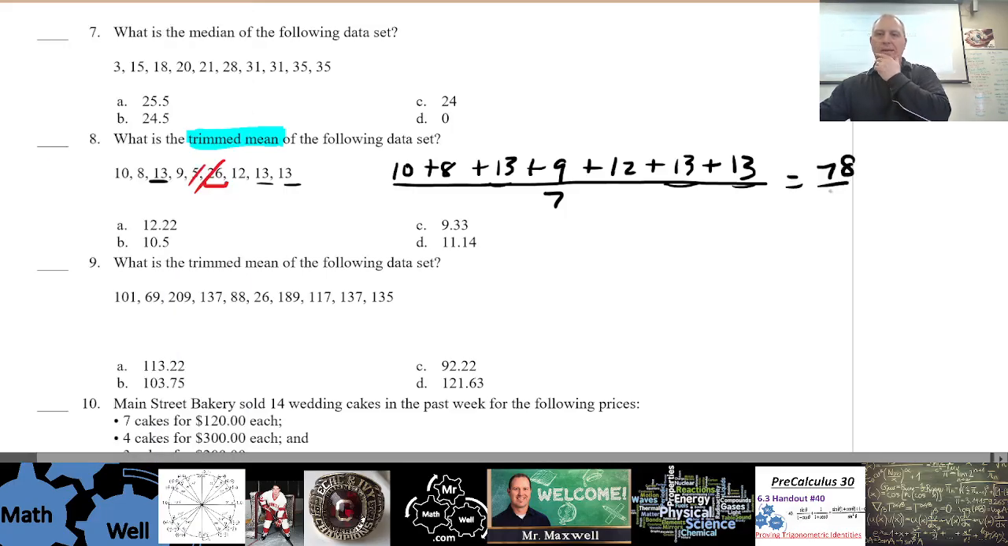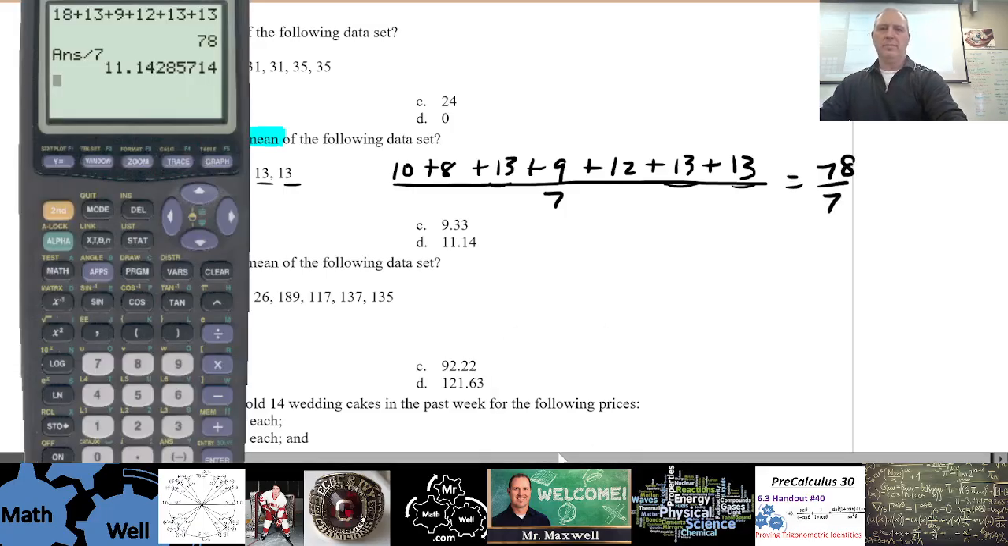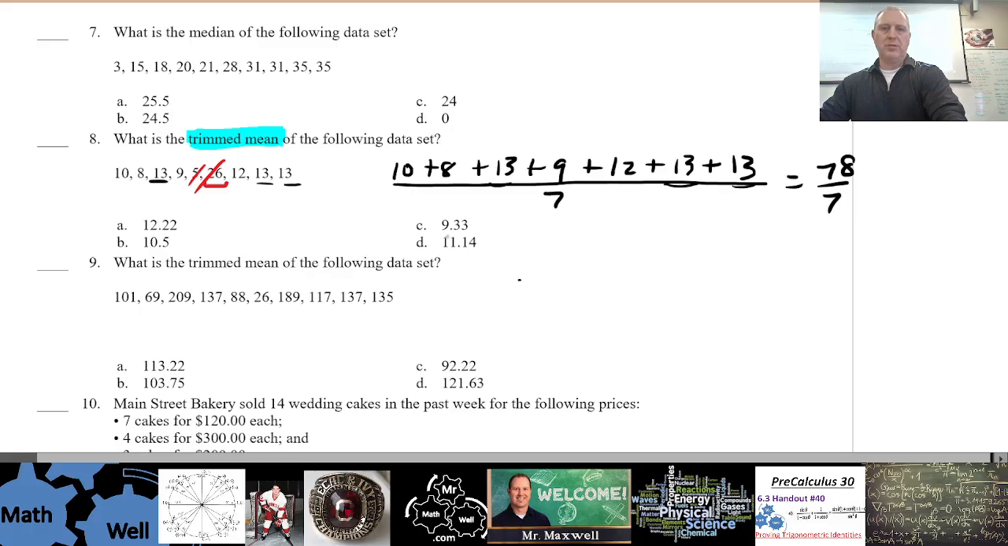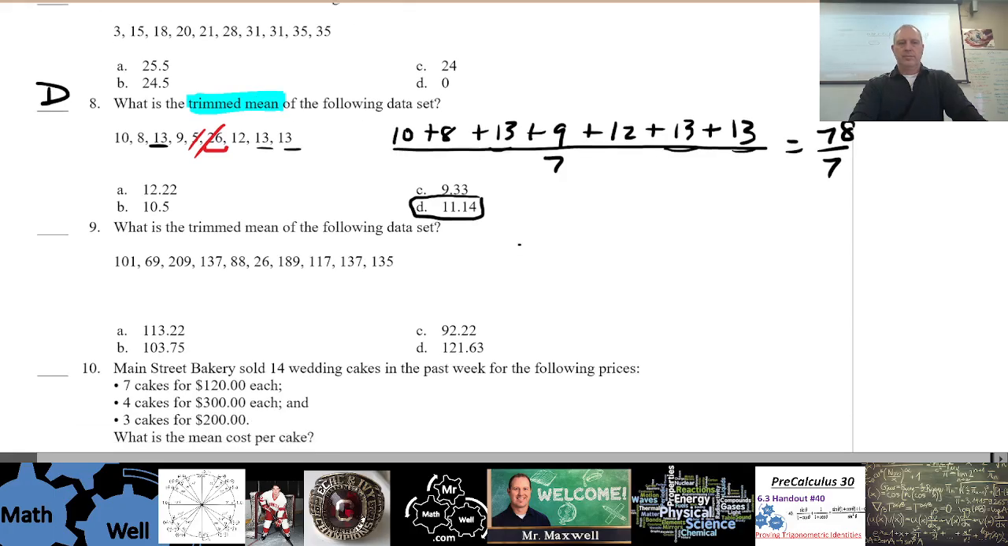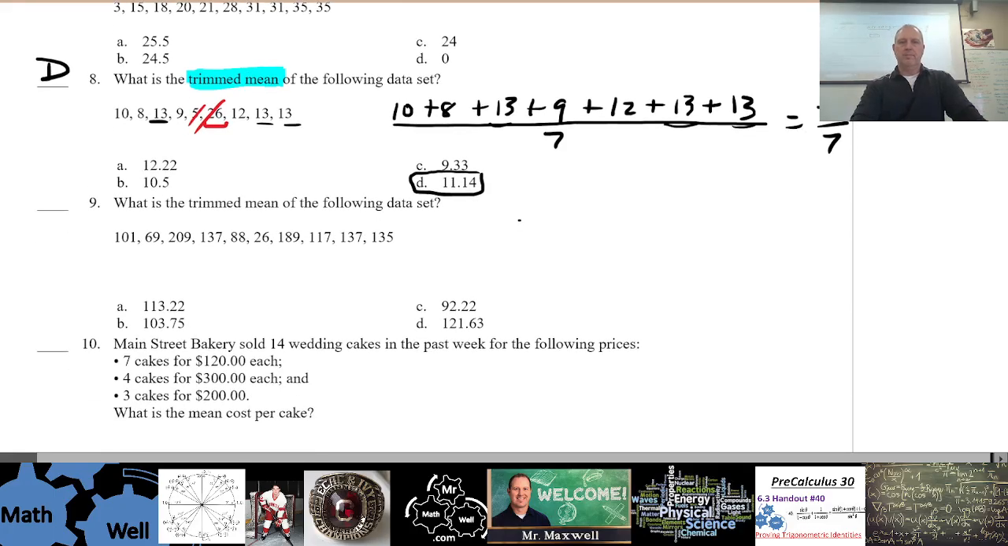So 78 divided by 7 is 11.14. So do I see that as one of my options? Yep. Sure do. So 8 is letter D. Awesome. Okay, that's a good one. Any questions about that?